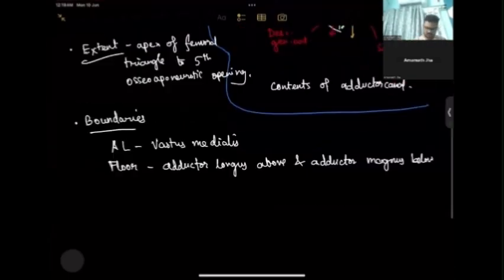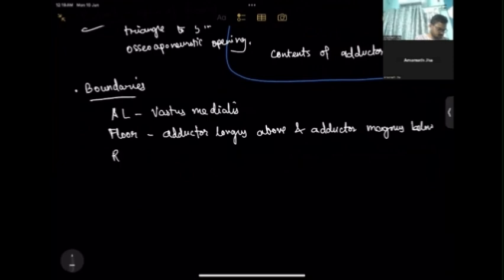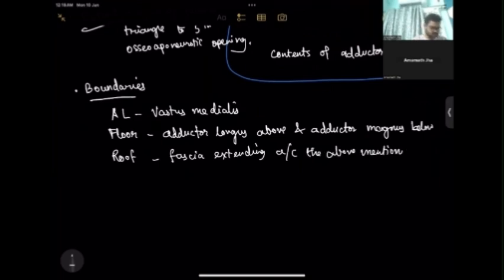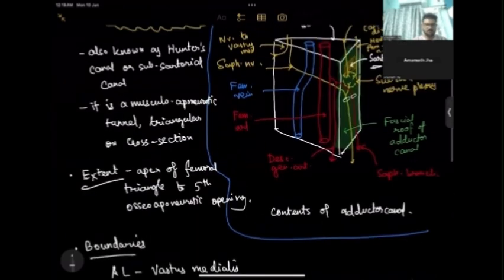Let's go back to notes. See, I hope I could make myself clear. Okay. Now roof is basically the fascia extending across the above mentioned structures. See this fascia marked in green. The highlighter has been put.